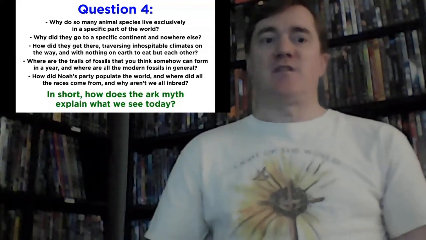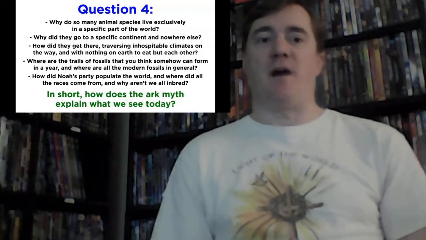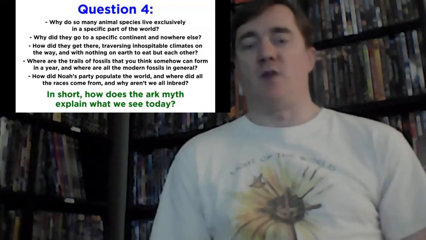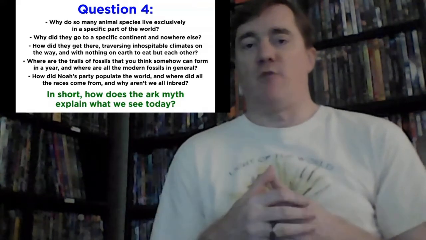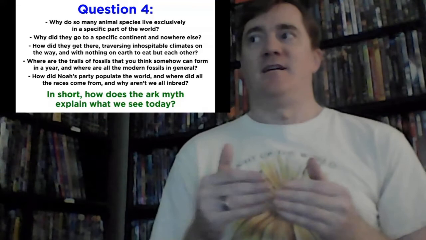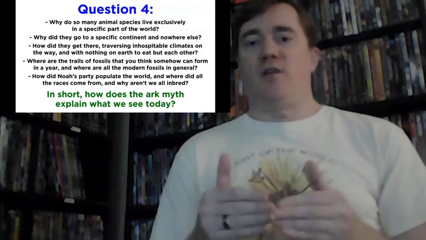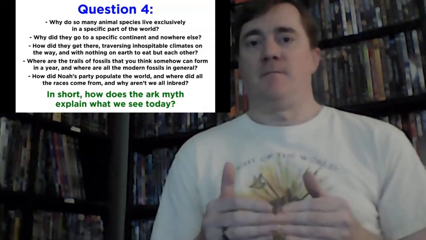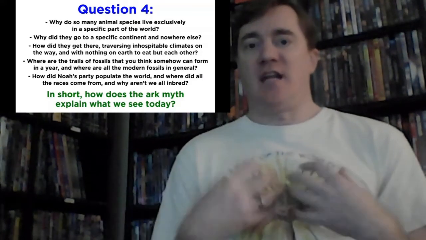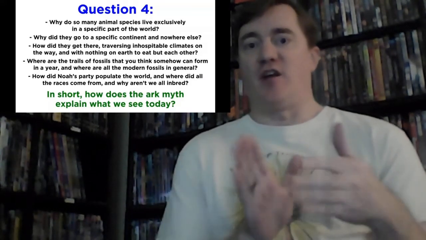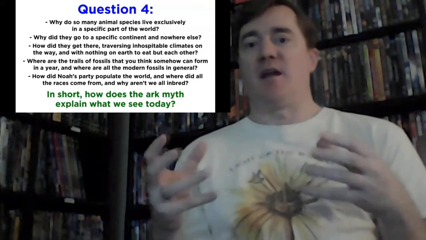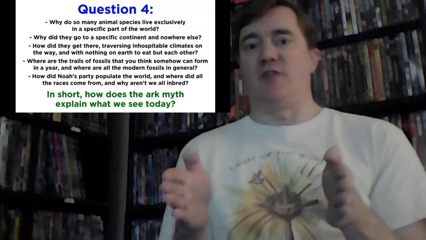Okay. So it says, how does Noah's party populate the world, and where did all the races come from, and why aren't we all inbred? Well, as I reiterated in the previous statement, we're all like 12th cousins right now. You can find that out. That's a fact. Genetically speaking, we're very, very close relatives of each other. Okay. We're only separated by a certain number of generations.